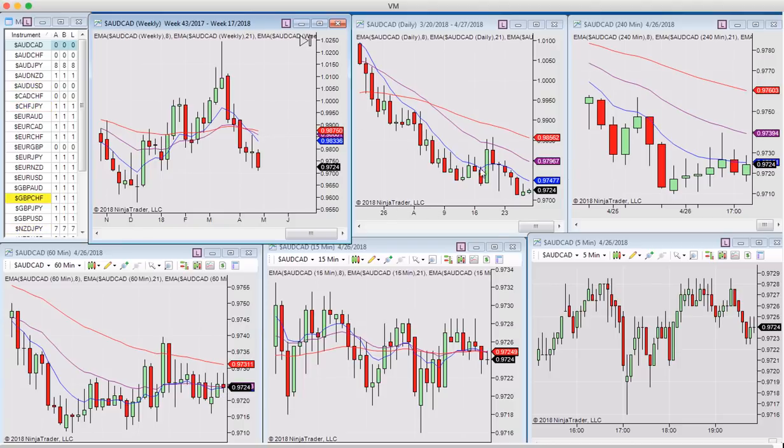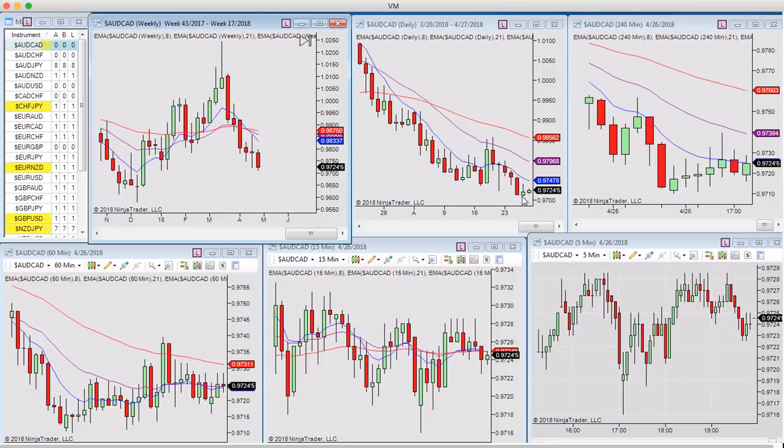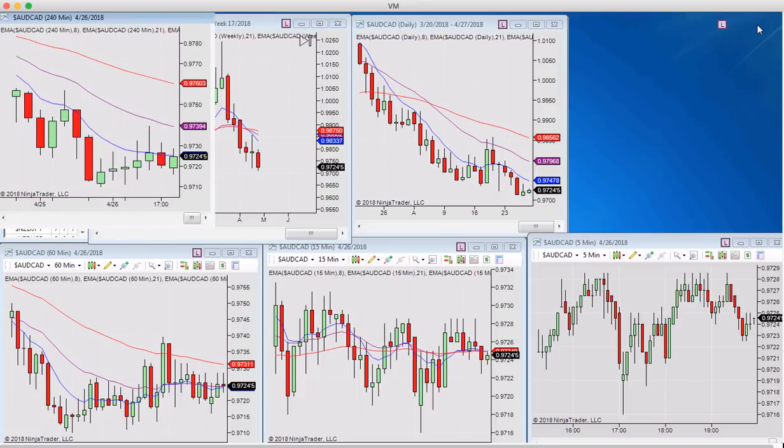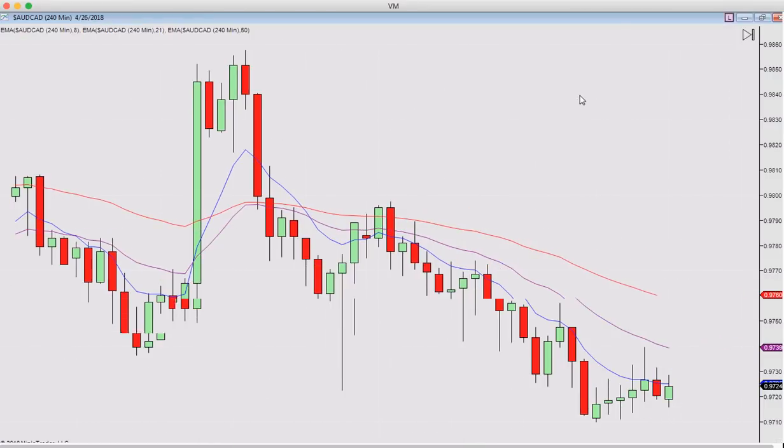Now, let's look a little closer. We have a market which has tried to go up and failed to go up here. It may rally a little more. Let's have a look at what it's doing.